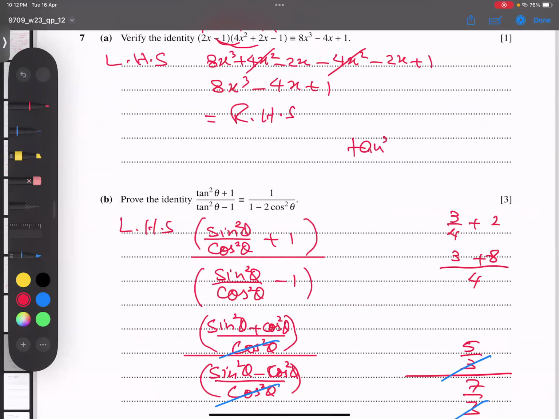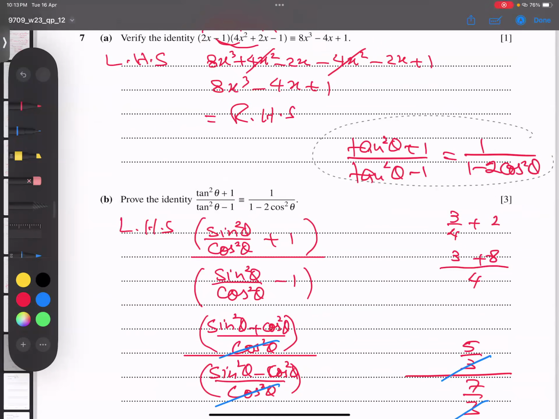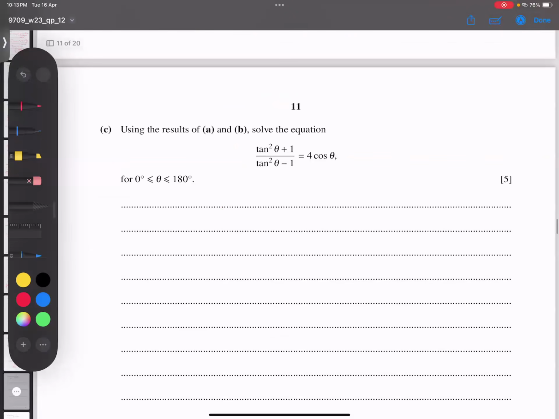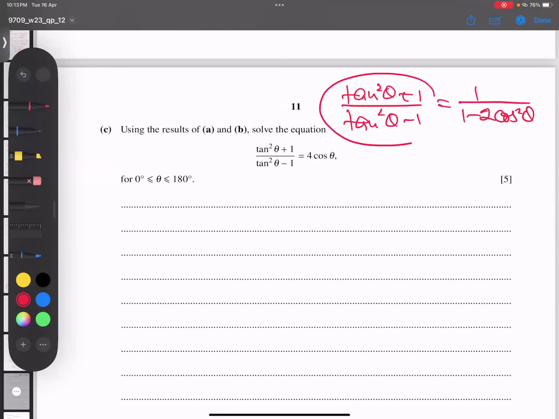Actually, tan square theta plus 1 over tan square theta minus 1 equal to 1 over 1 minus 2 cos square theta. This we have proved. I will take this equation, I will cut here and bring it on the other page. So this is very helpful for us to solve it. Look at here, is this matching or not matching? Matching. So I can remove the left hand side and copy this in the place of here. Simple, right? The statement by part B.